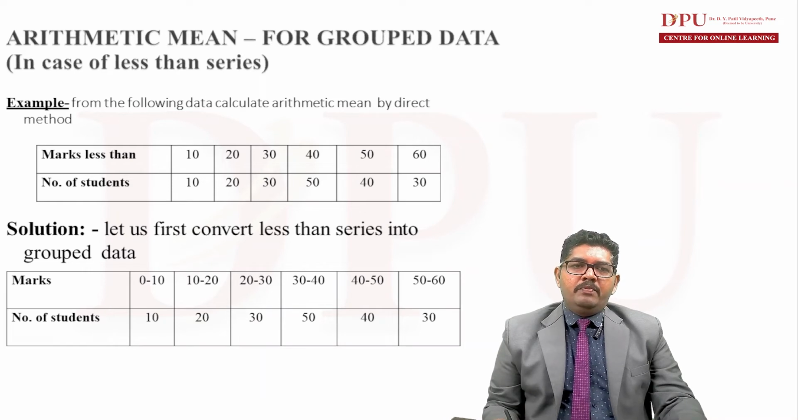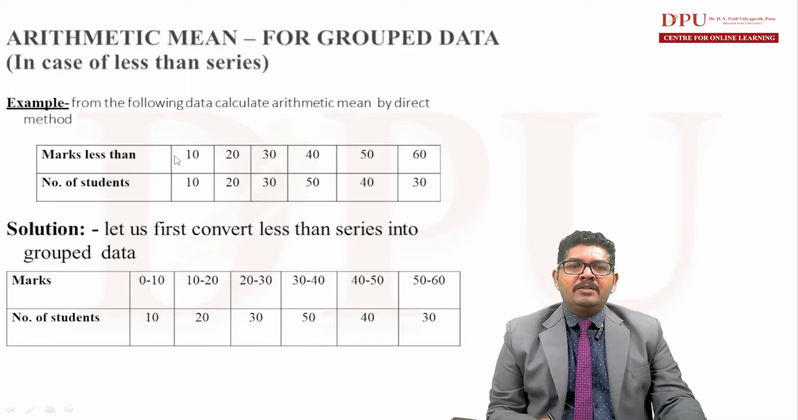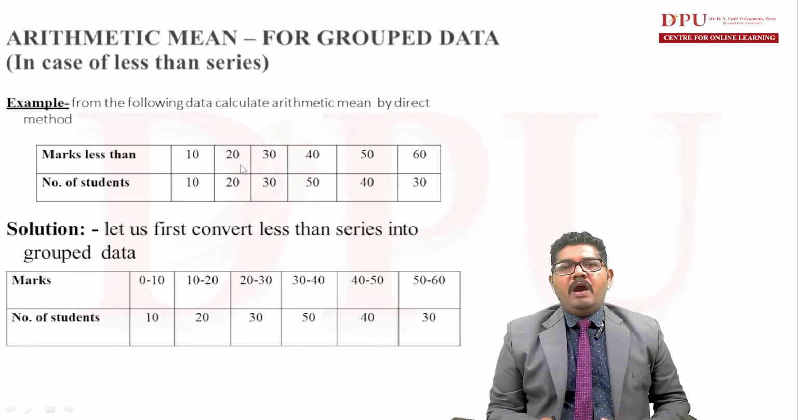Arithmetic mean for group data in case of less than series. From the following data, calculate the arithmetic mean by direct method. So we have marks less than 10, 20, 30, 40, 50, 60, as a less than series. It means that there are 10 students who got less than 10 marks, 20 students who got less than 20 marks, 30 students who got less than 30 marks, and so on.